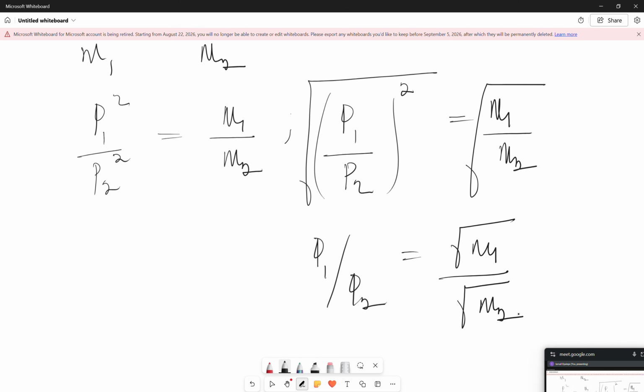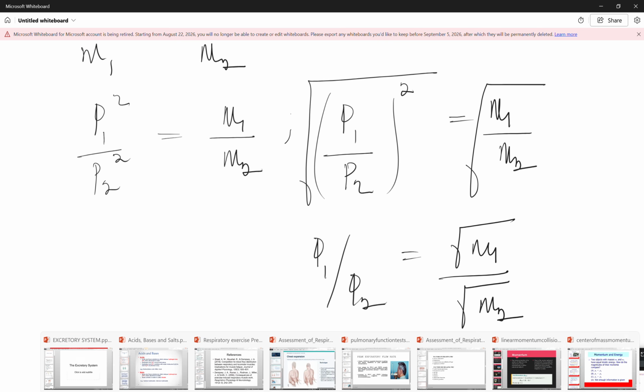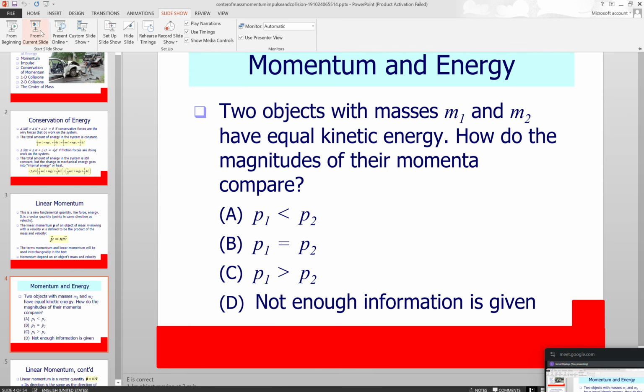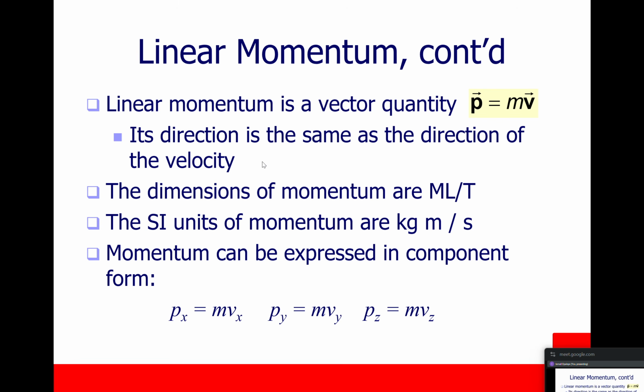So basically, since they did not give us the values for m1 and m2, your answer is inconclusive because you didn't have enough data. If you were given masses for m1 and m2, then you can basically get the ratio and you'll be able to tell which one is bigger or which one is smaller. Do you all understand what I'm trying to say? Yes, sir. Very good then. All right. So here I will say D, not enough information is given, because you don't have mass 1, you don't have mass 2, so you can't compare the two momenta, right?